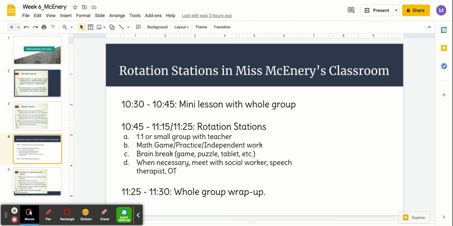And then our other station is a brain break. At this time, students can work through a game together. They can do a puzzle together. Sometimes I will give them tablet time. Usually this is on Fridays, kind of a celebration for our week.